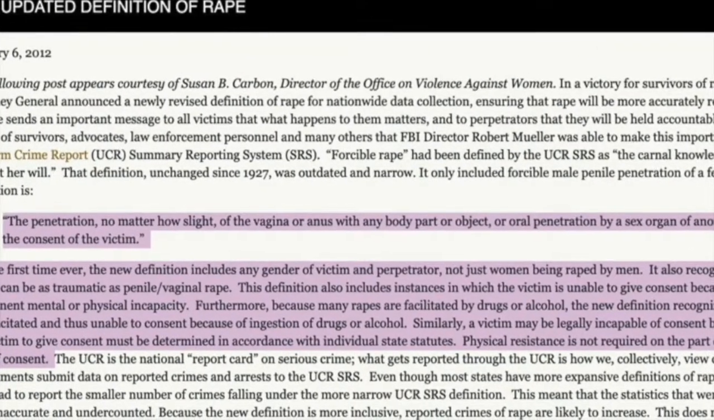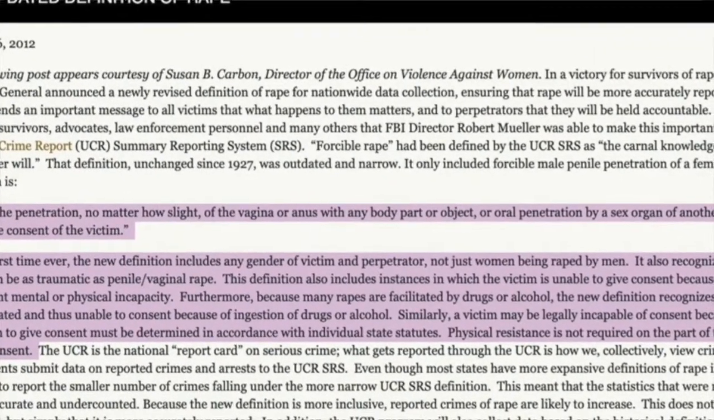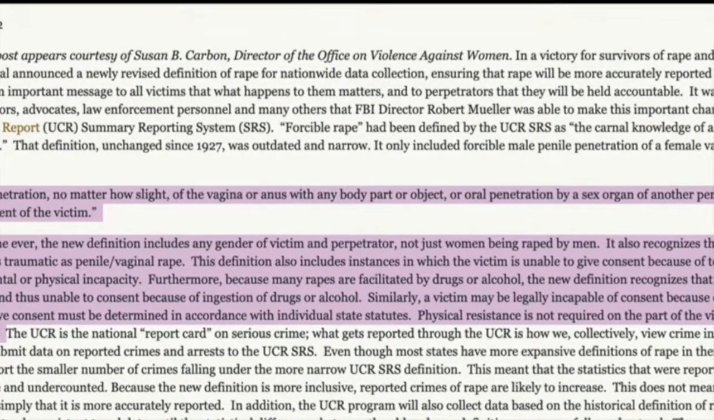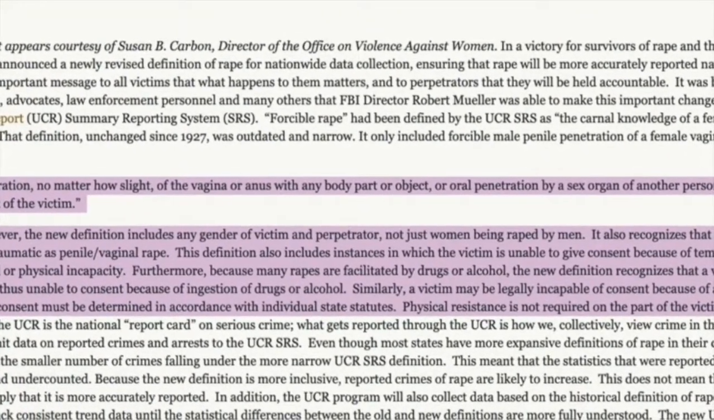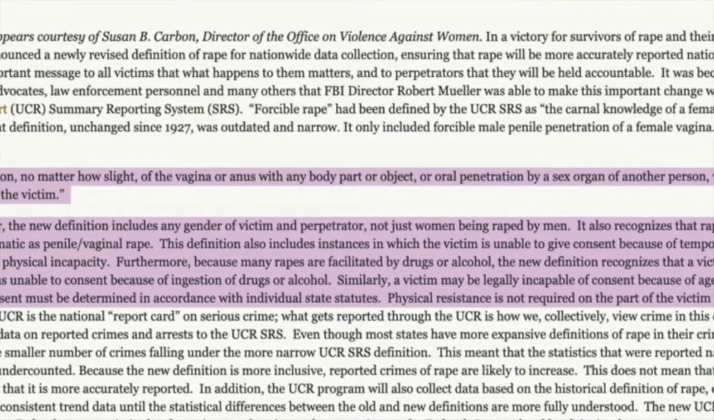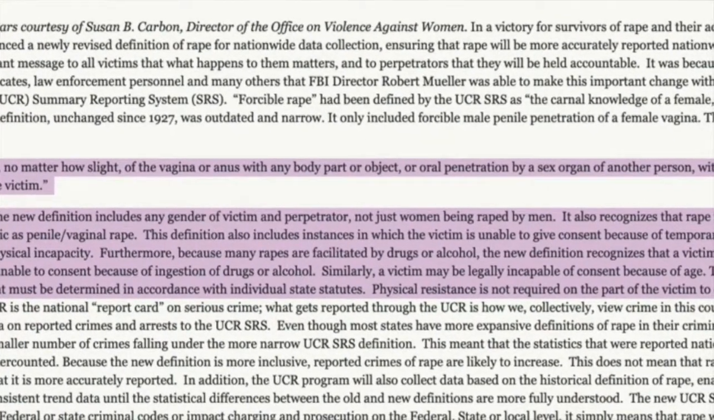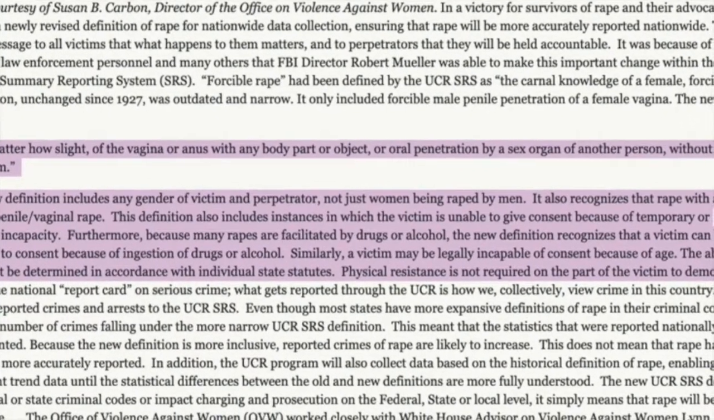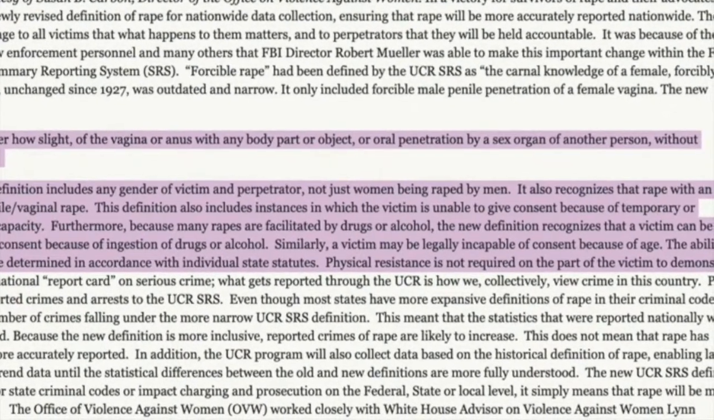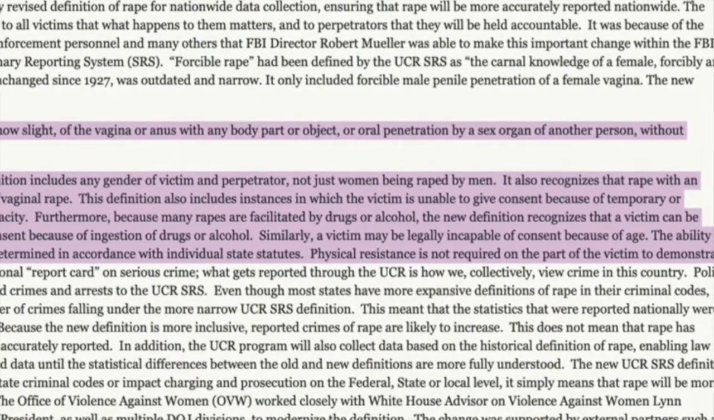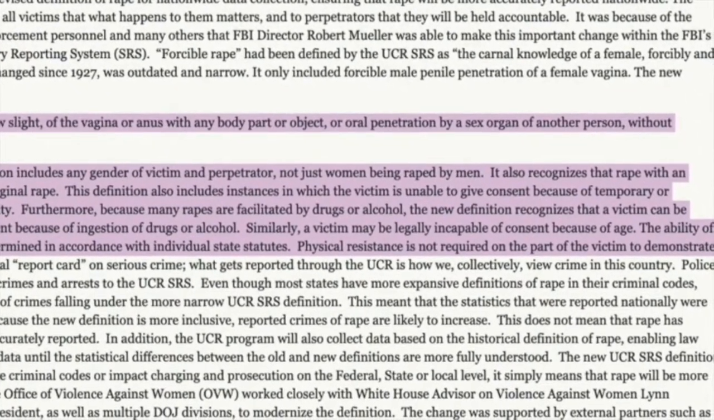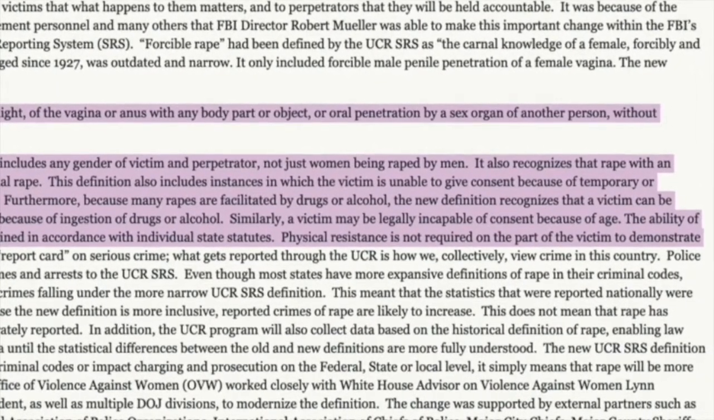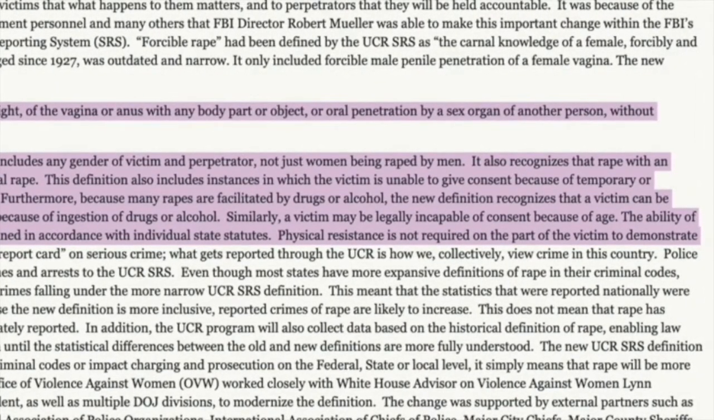This definition also includes instances in which the victim is unable to give consent because of temporary or permanent mental or physical incapacity. Furthermore, because many rapes are facilitated by drugs or alcohol, the new definition recognizes that victims can be incapacitated and thus unable to consent because of ingestion of drugs or alcohol. Similarly, a victim may be legally incapable of consent because of age. The ability of victims to give consent must be determined in accordance with the individual state statute. Physical resistance is not required on the part of the victim to demonstrate lack of consent.